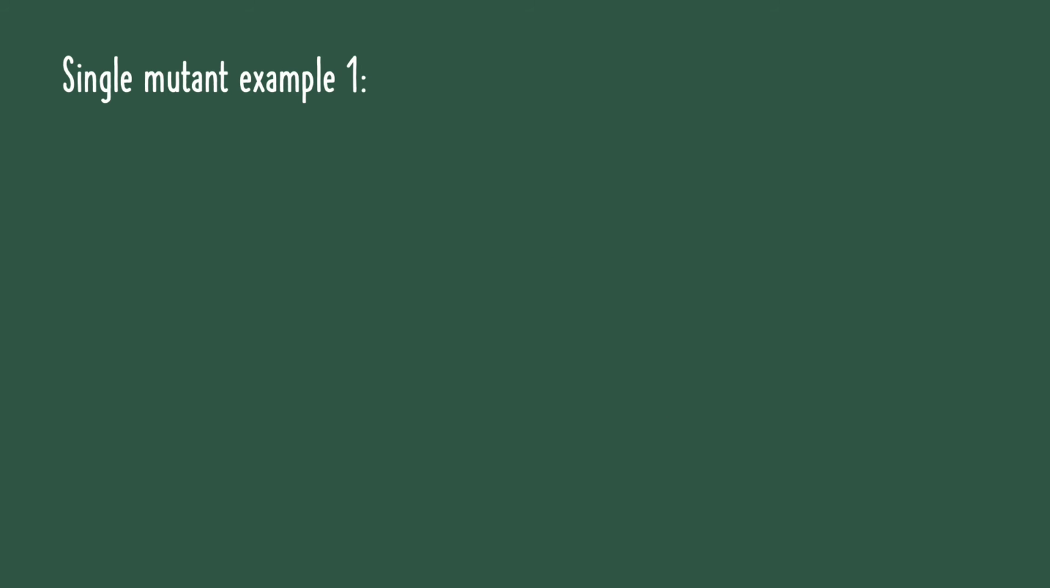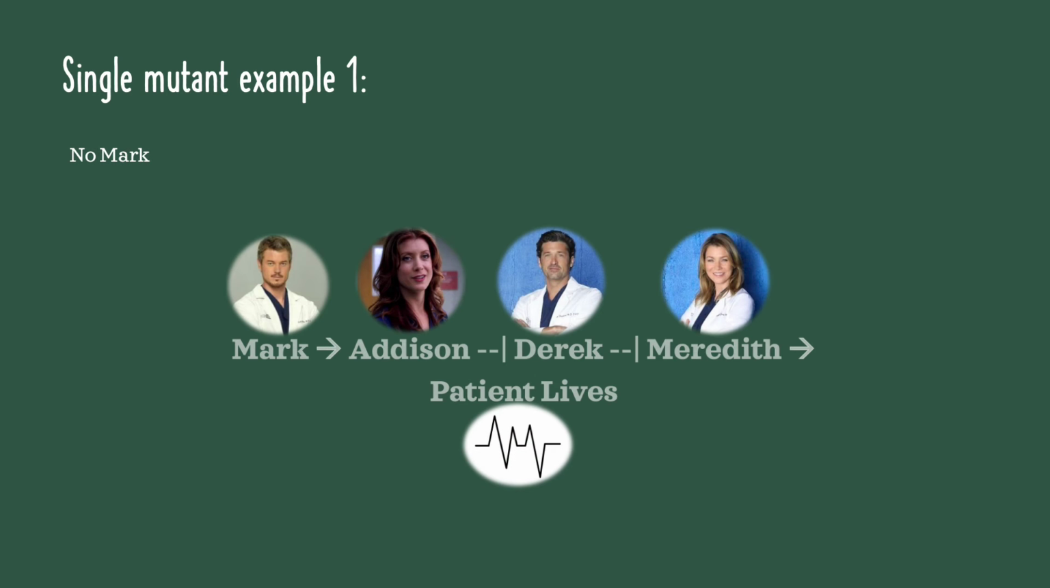Let's look at an example of a single mutant. So in this case, we do not have Mark, and here is our network. So without Mark, there will be no Addison, and without Addison, Derek will not be repressed, which means that Derek will be able to repress Meredith, and the patient will die.